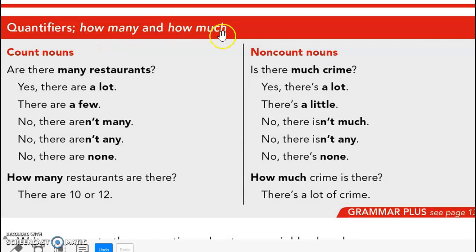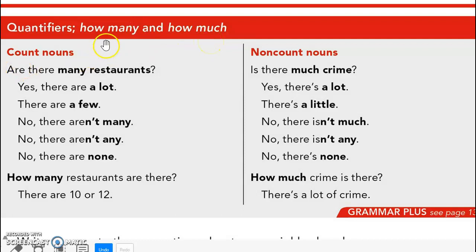Basically, to use this, we need to know what is a count noun and what is a non-count or uncountable noun. So countable nouns are the nouns that you can count. For example, 1 apple, 5 oranges, 6 pears. And then the non-countable or uncountable nouns are the ones that we cannot count. For example, milk, rice, crime, etc. In this case, we come with the questions how many and how much.